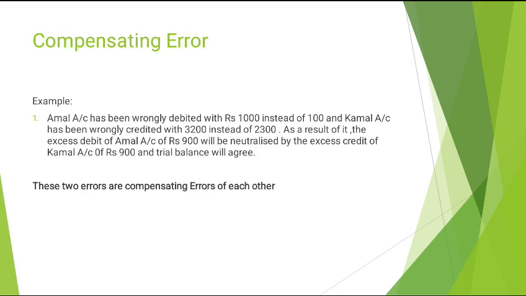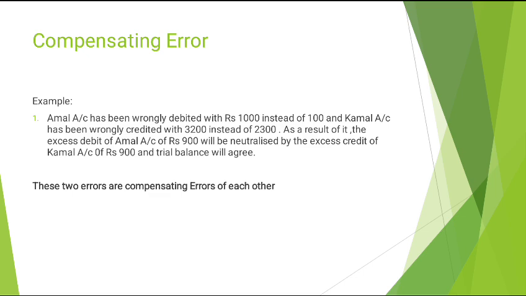It is compensating errors. Compensating errors means when two or more errors take place in such a way that their effect is neutralized and consequently both the sides of trial balance agree. The errors are called compensating errors.